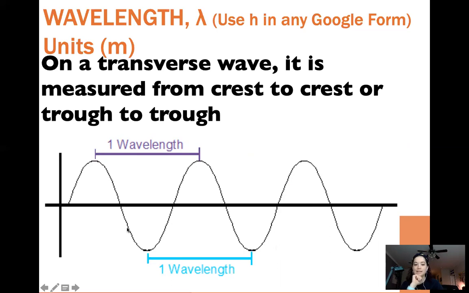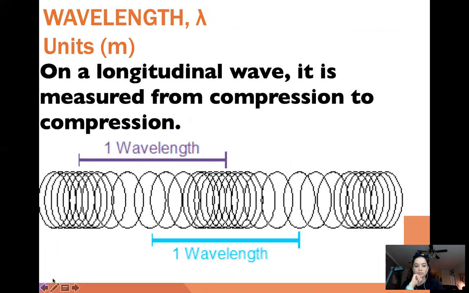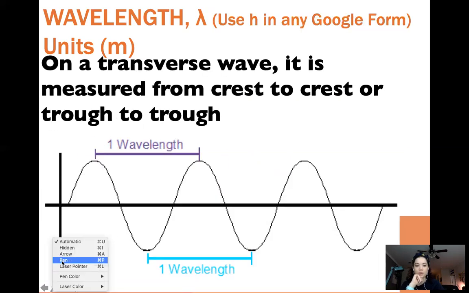We could take any single part in our wave. We could start right here, follow my wave, and look for when it will start to repeat. Oh, right here. That is one wavelength. For a single wave, the wavelength will be consistent throughout the entire wave. Okay.